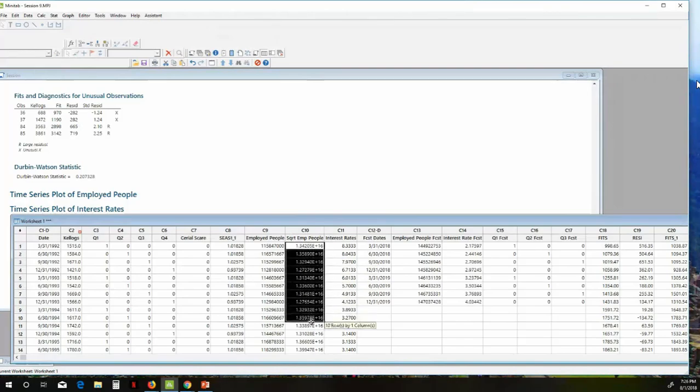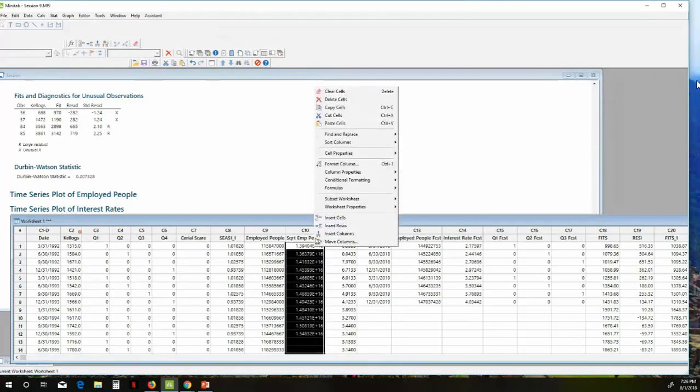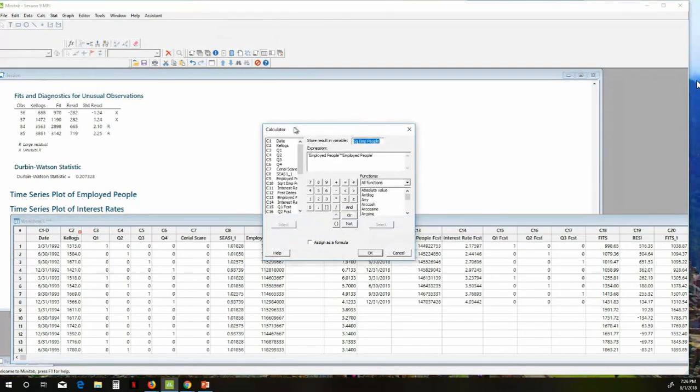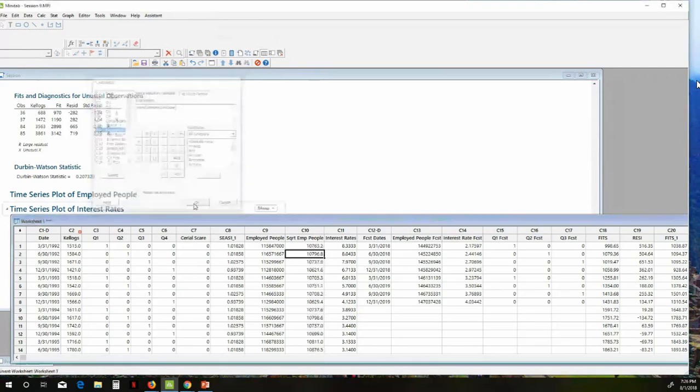I didn't get them all, did I? Okay. So let's take the square root now of employed people and put it there. It's a much smaller number, right? Go to the calculator function. And we're going to put this in square root of employed people. And we're going to take the SQRT, parenthesis, employed people, stick it in there, close the parenthesis up, and bang, there they are.